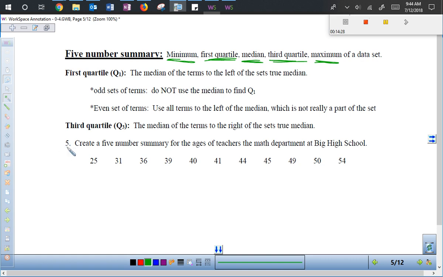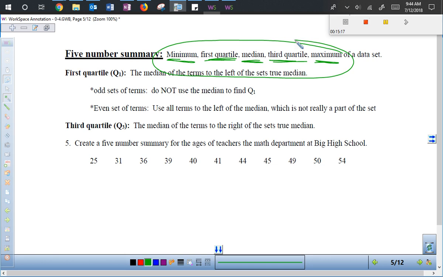So we're going to go down here to number 5, and we're going to walk through how to find these. So it says, create a 5-number summary for the ages of teachers in the math department at Big High School. So they have given us a bunch of different ages for math teachers at Big High School. The first thing we want to do is make sure that these are in numerical order. So did I start with the smallest number and progress to the largest number? So let's double check. 25, 31, 36, 39, 40, 41, 44, 45, 49, 50, 54. They are in numerical order, which is very good.